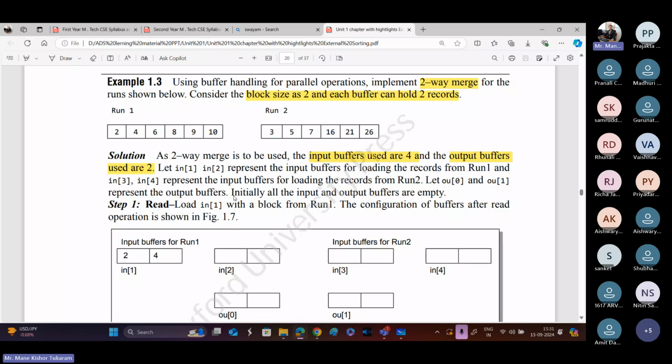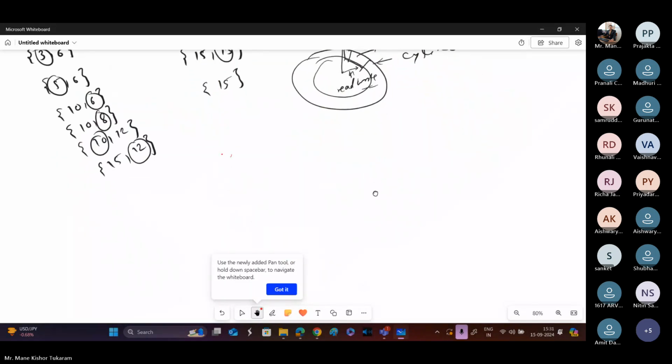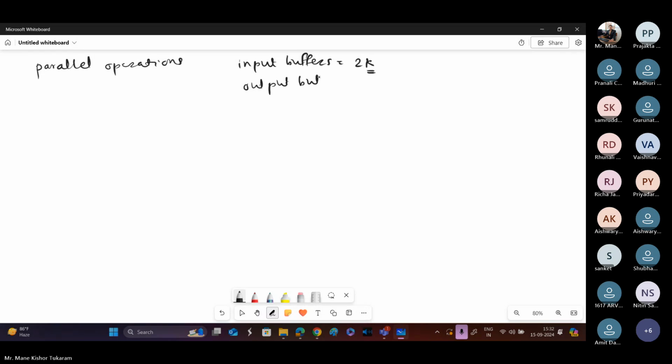Inside parallel operations, what is the requirement? The number of input buffers is equal to 2K. Whatever the value of K is, it is based on which algorithm we are using: 2-way, 3-way, 4-way, 5-way, 6-way and so on. The number of output buffers is 2, and each buffer has 2 records.